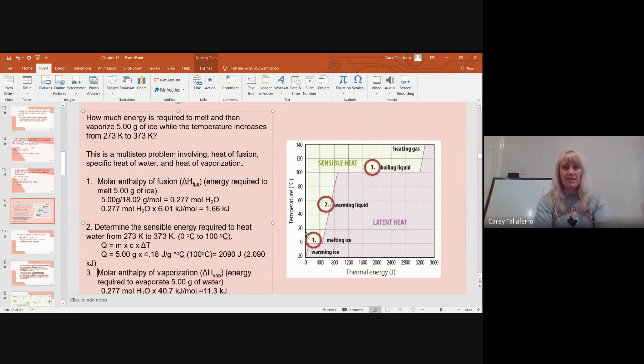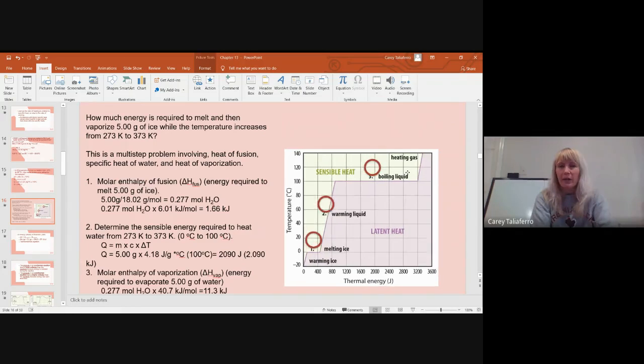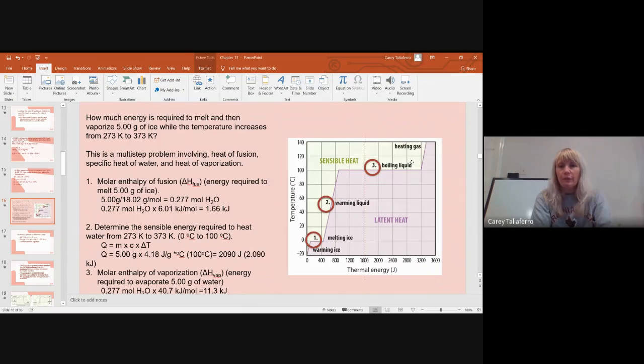Right here, last step, number 3. Look, I'm not changing my temperature anymore, so I can't use specific heat. There is no delta T. Delta T would be 0. So that doesn't tell me anything. That's not really what's happening. Oops, sorry, let me get that back.